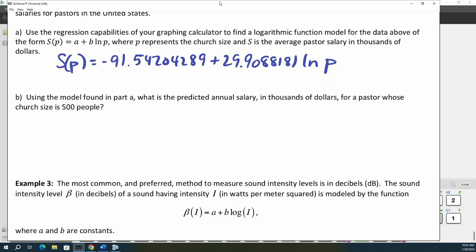All right, and then, you guys good? Okay, the B part of this tells us to use that model from part A to find the predicted salary in thousands of dollars of a pastor whose church size is 500 people. So what they're asking us to do is find S of 500. But because we stored that in our calculator, there's a really quick way to do it: just do y1 of 500.